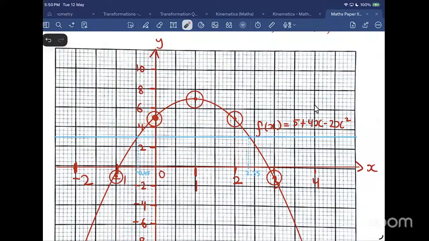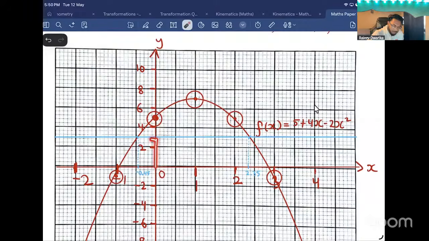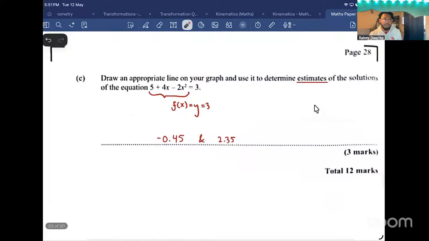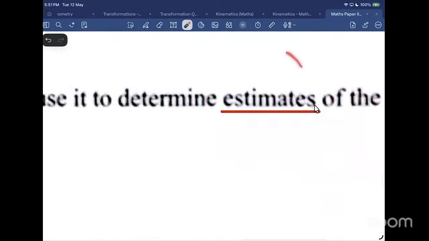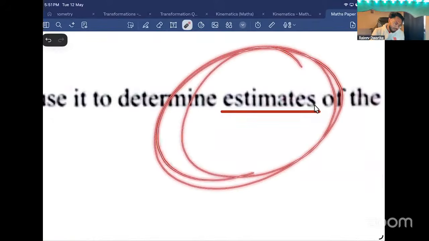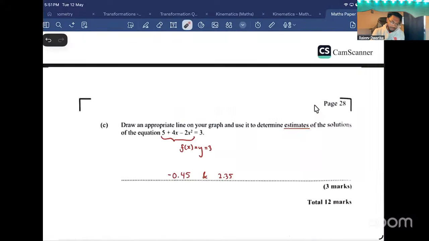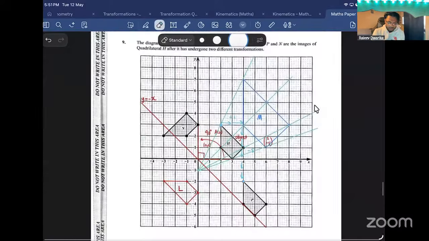Yeah. And so we know my 3 is over here, right? Sorry about that. So like over here and over here. Now, is it going to be 100% accurate? No. Does CSEC expect it to be 100% accurate? No, it's an estimate.